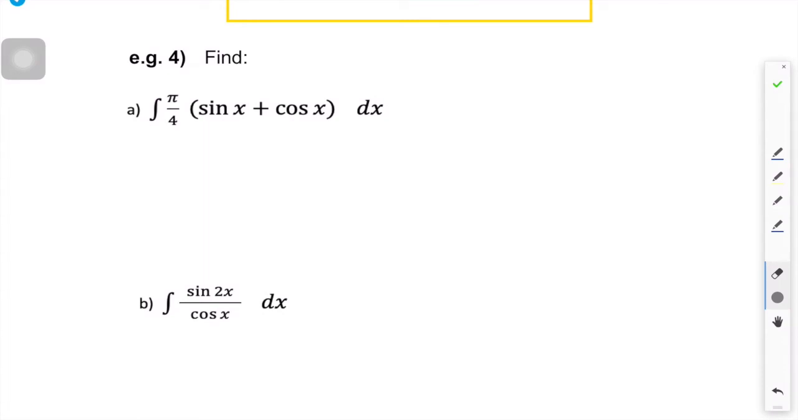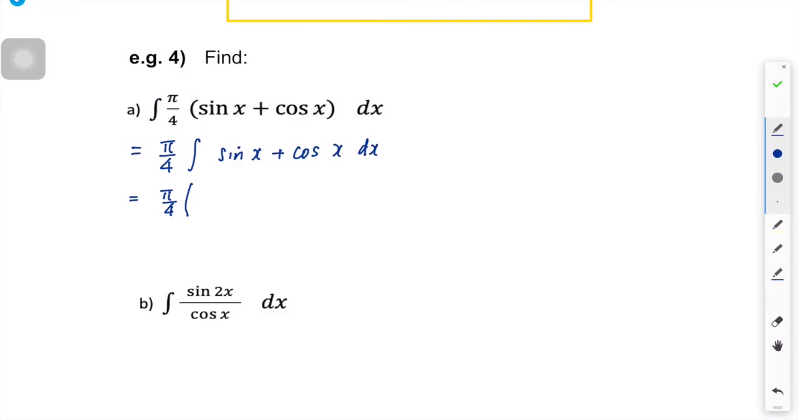Starting with the integral of pi over 4 times sine x plus cos x dx. Notice pi over 4 is a constant multiple, so we can pull it out. We are just taking the integral of sine x plus cos x dx. As a result, I have pi over 4 times the integral of sine x is negative cos x, plus the integral of cos x is sine x plus c.